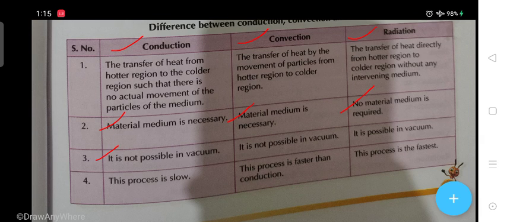In third, students, conduction is not possible in vacuum. Vacuum means there is no kind of medium, so conduction and convection are not possible in vacuum, and the radiation method is possible in vacuum. The conduction process is slow, which takes place in solids. Convection is faster than conduction, and the radiation process is the fastest.